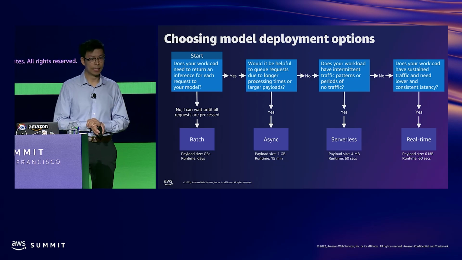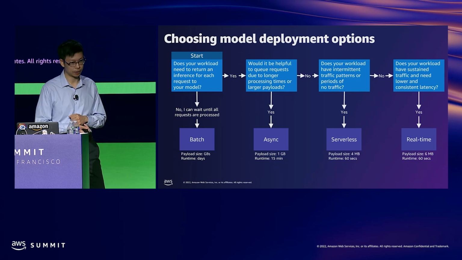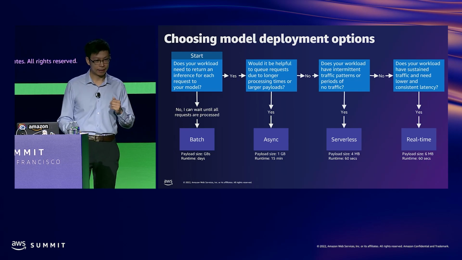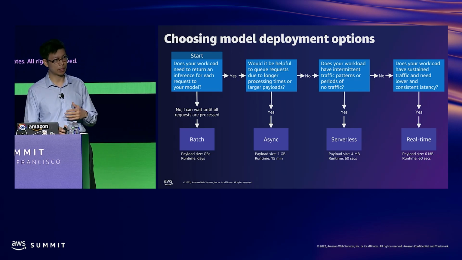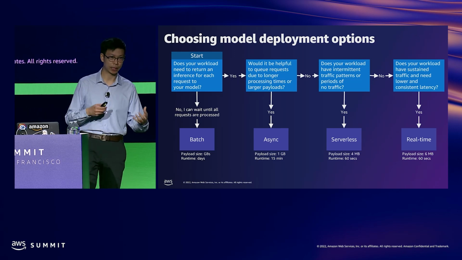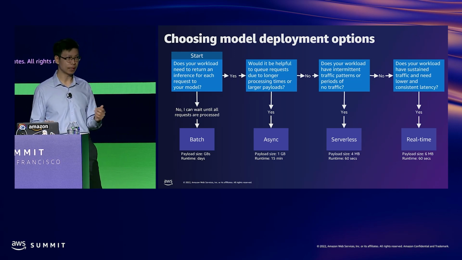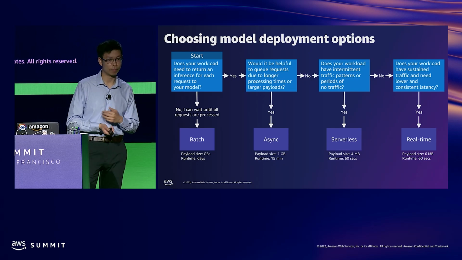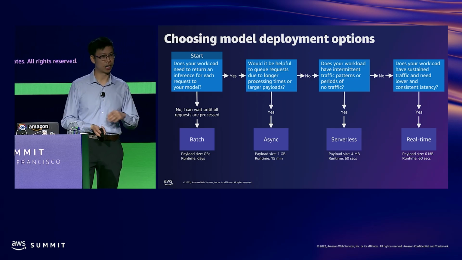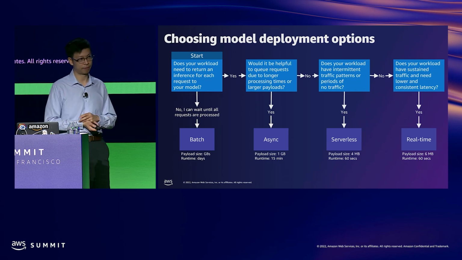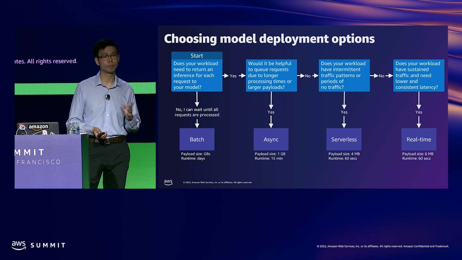But if you do need a response for every single request immediately, then one of our online options would be a good starting point. So then would it be helpful to queue requests due to longer processing times or larger payloads? If so, then async is a good place to start. For example, if you need longer processing time because you're doing image recognition, because you have a form submission process and you want ML to automatically analyze those forms, then async is a good place to start because it supports payload sizes up to 1 gigabyte with runtimes in the order of 15 minutes.